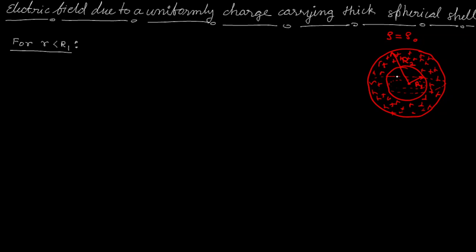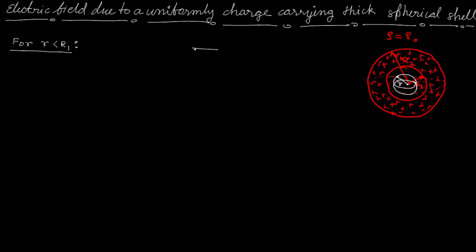First, consider a point in this region. Let's say this is the point, and then we have to connect this point with the center of the sphere, the spherical shell in this case. And then, taking this as a radius, we have to draw a concentric spherical Gaussian surface. So this is the concentric spherical Gaussian surface.